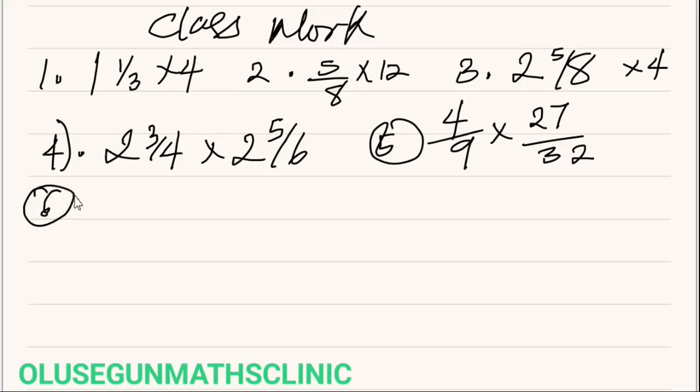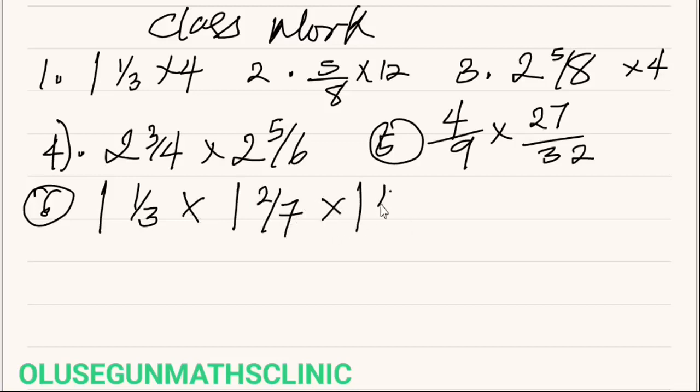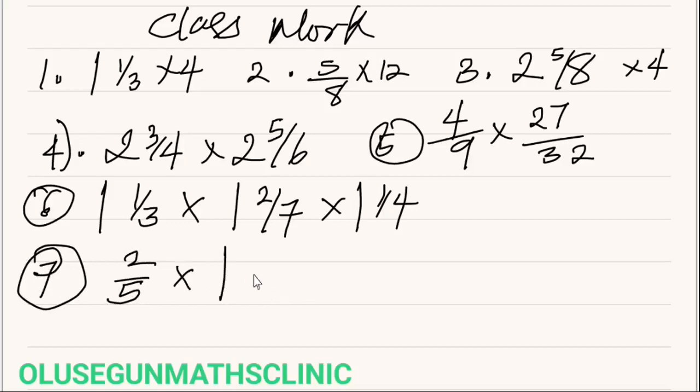Number 6: 1 whole number 1/3 times 1 whole number 2/7 times 1 whole number 1/4. Number 7: 2/5 times 1 whole number 1/4 times 1 whole number 1/4. So now you solve all this and you send it to me in the comment section on YouTube.